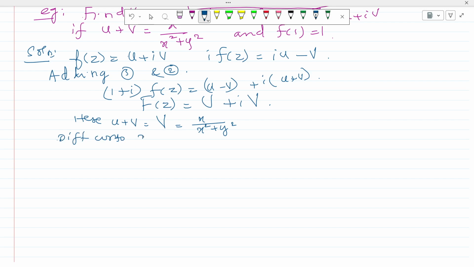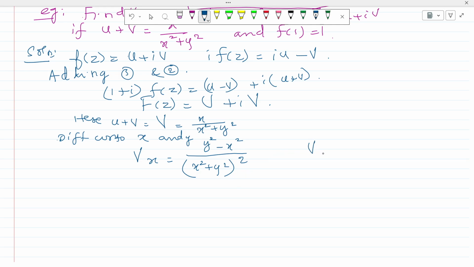Differentiate with respect to x and y. Then Vx equals, in the numerator, y square minus x square, divided by x square plus y square whole square.